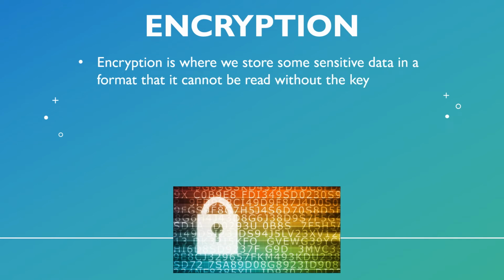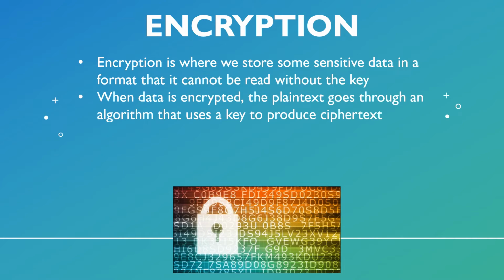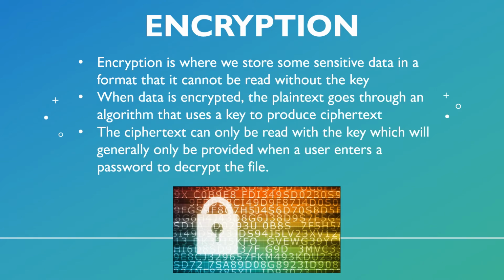Encryption is where data is converted into a code that can't be read without the key. When data is encrypted, the plain text goes through an algorithm that uses a key to produce ciphertext. The ciphertext can only be read with the key, which will be provided when the user enters a password to decrypt the file.